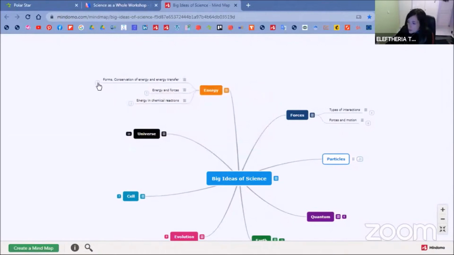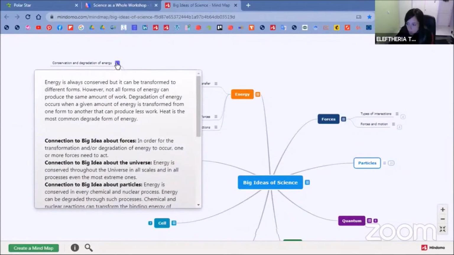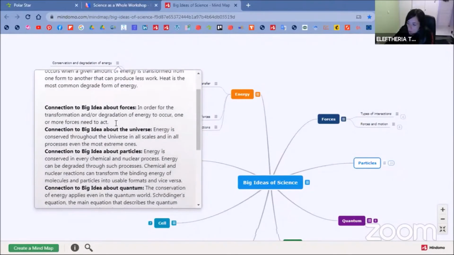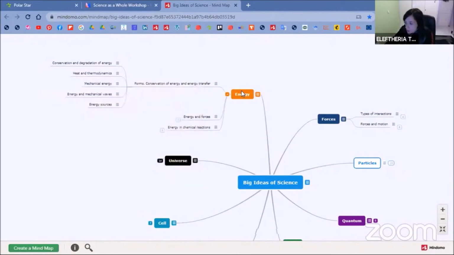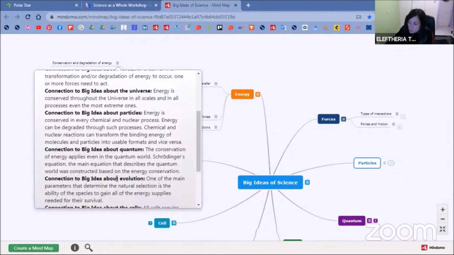And then they break down into small ideas. And for each of these small or basic ideas, as we call them now in Polar Star, they were called small ideas during Platon. If you click here, you can see again the description of the basic idea and its connection to not just the parent idea, but also other big ideas.